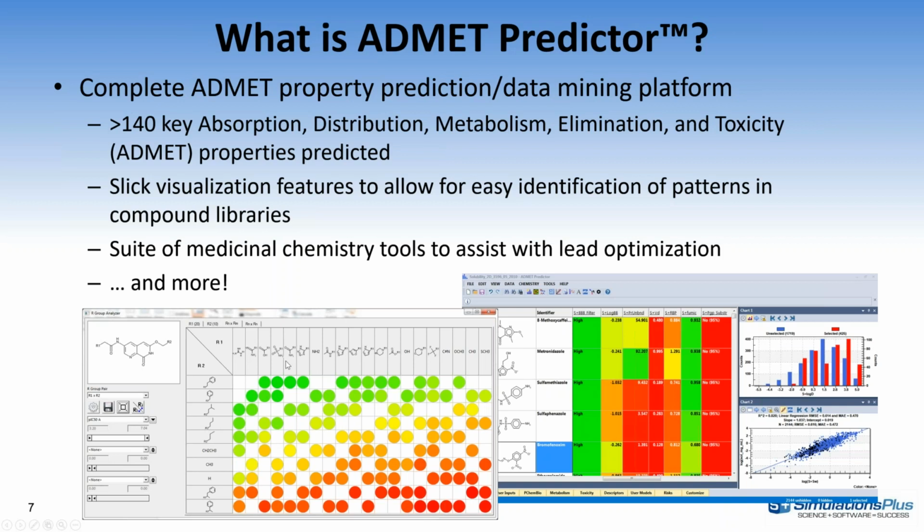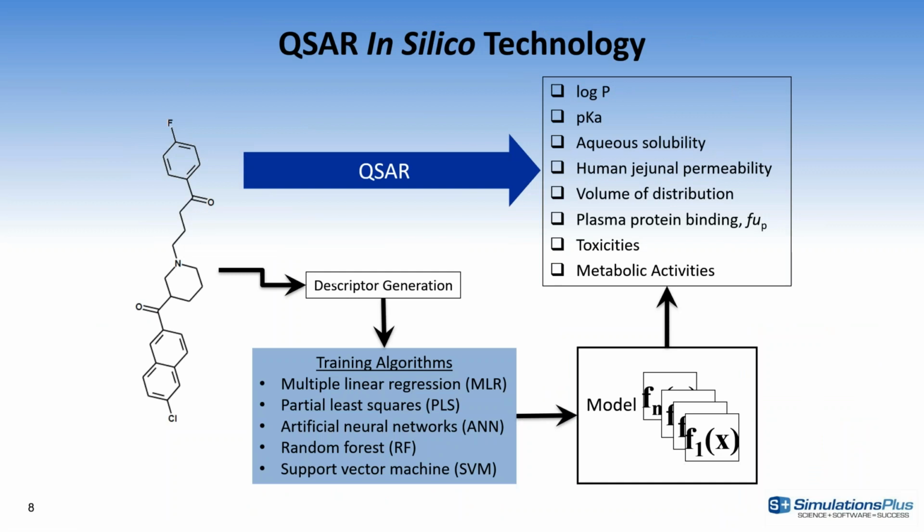ADMET Predictor has over 140 key absorption, distribution, metabolism, elimination, and toxicity properties that are predicted. Very nice interface to allow for easy identification of patterns of compound libraries, and a suite of medicinal chemistry tools to assist in lead optimization. And so I'll demonstrate that program later.